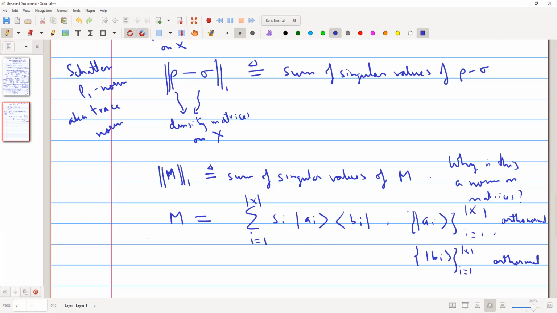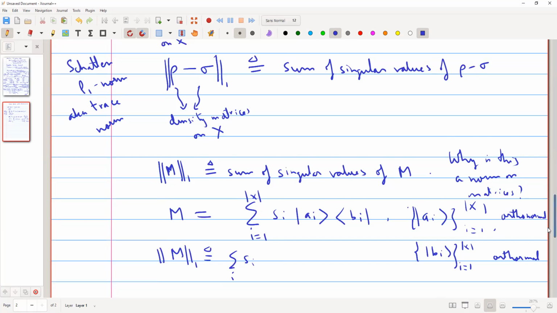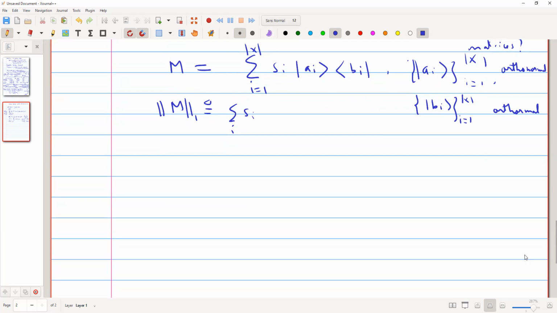And now, what am I telling? I'm just telling you that the norm of M is defined to be the summation over i of the singular values s_i. That's what I'm telling you. That is what I would like to call the Schatten L1 norm. So what is this? Now, I'll say that the singular value decomposition gives me an alternate characterization.